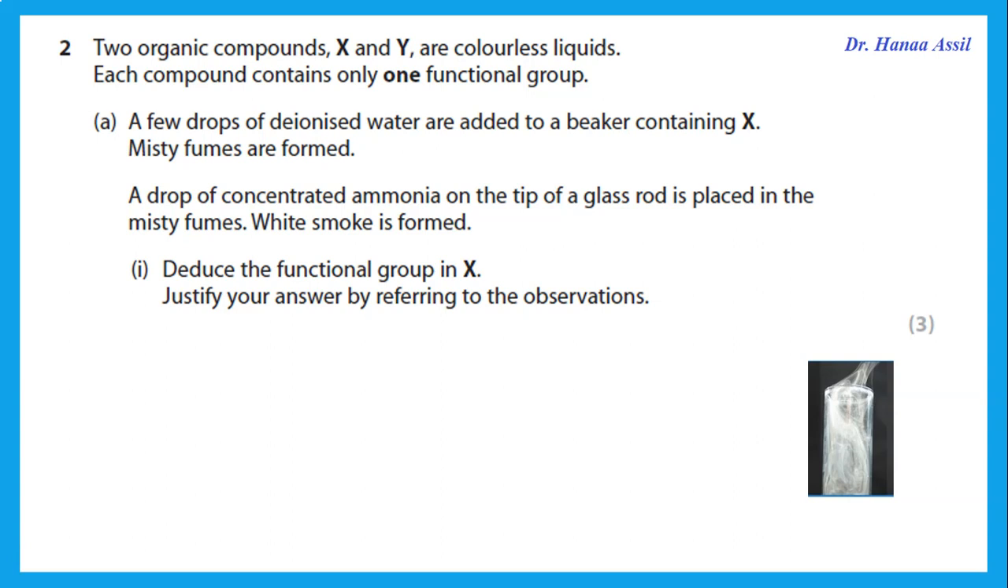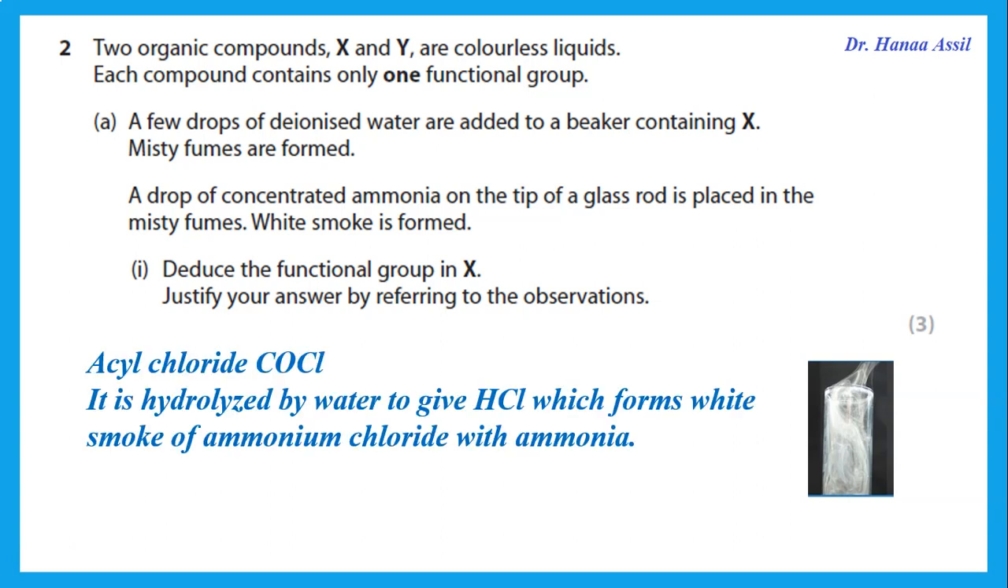So deduce the functional group present in X. What is it that we can dissolve in water and gives HCl? Well, I have an acyl chloride. Acyl chloride is a C double bond O, Cl. If it's hydrolyzed by water, it gives HCl that forms misty fumes, and when we bring concentrated ammonia near it, it forms white smoke or white solid of ammonium chloride.